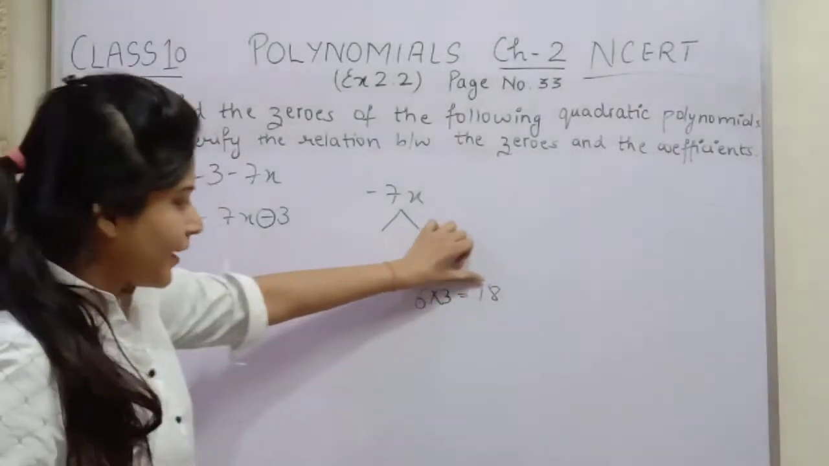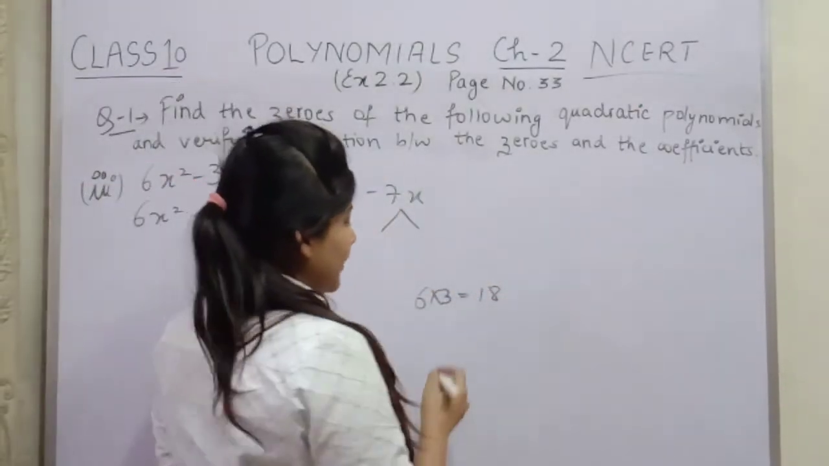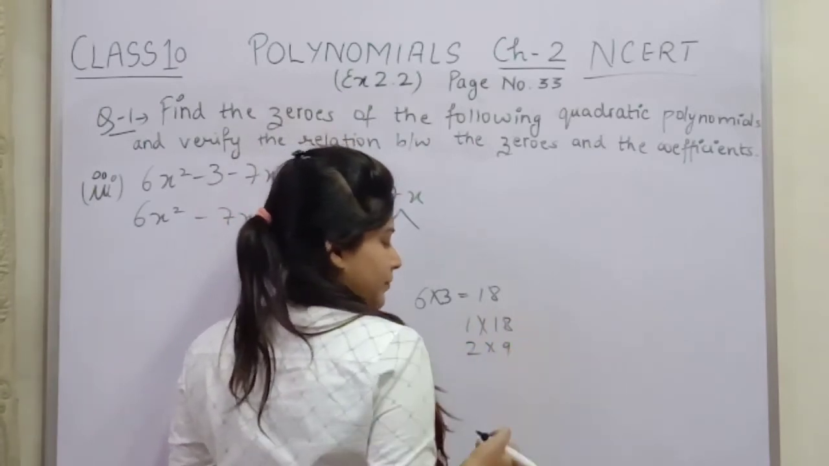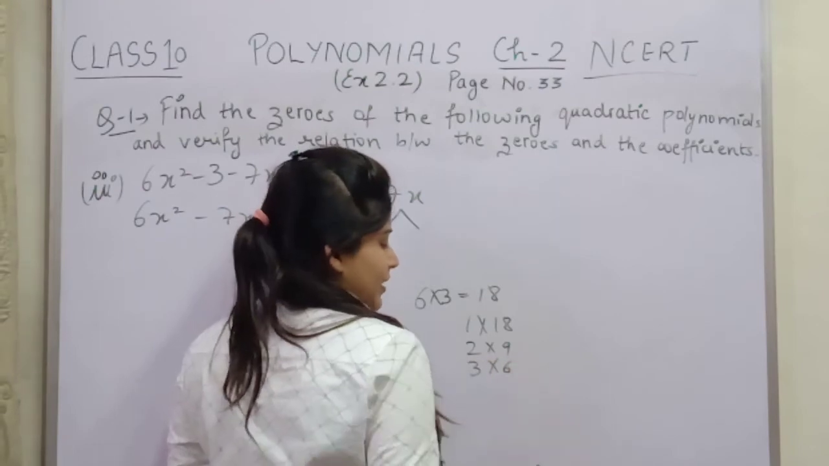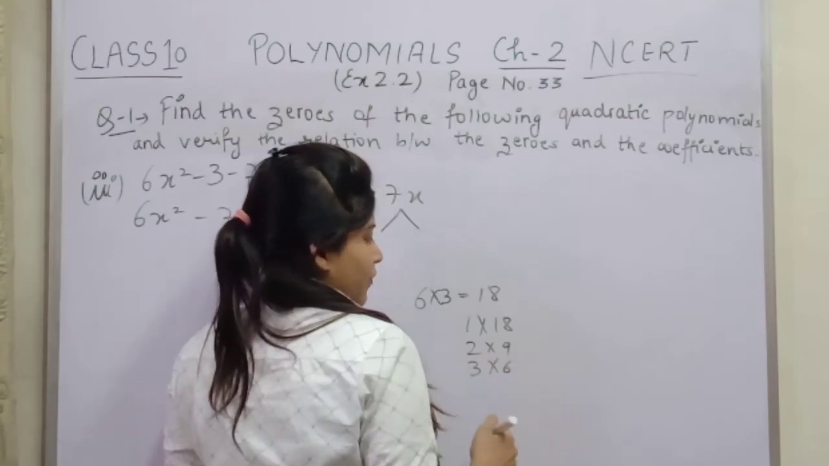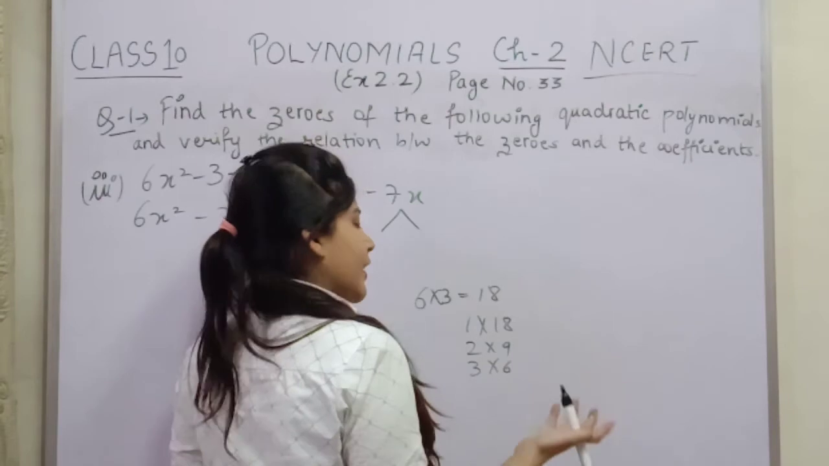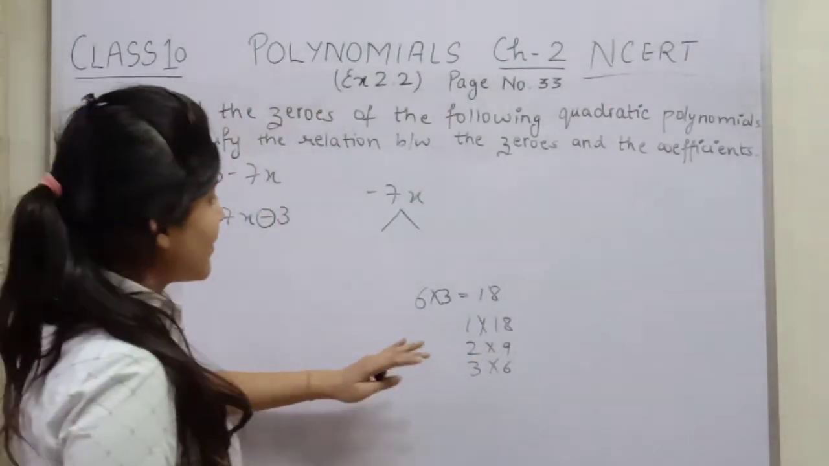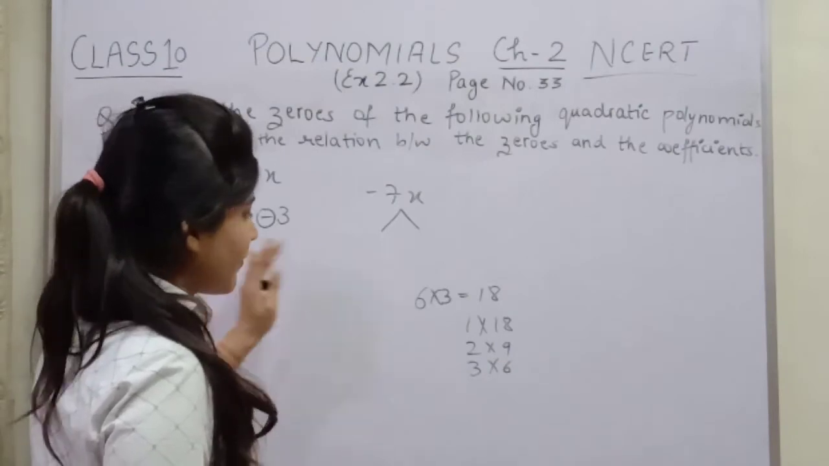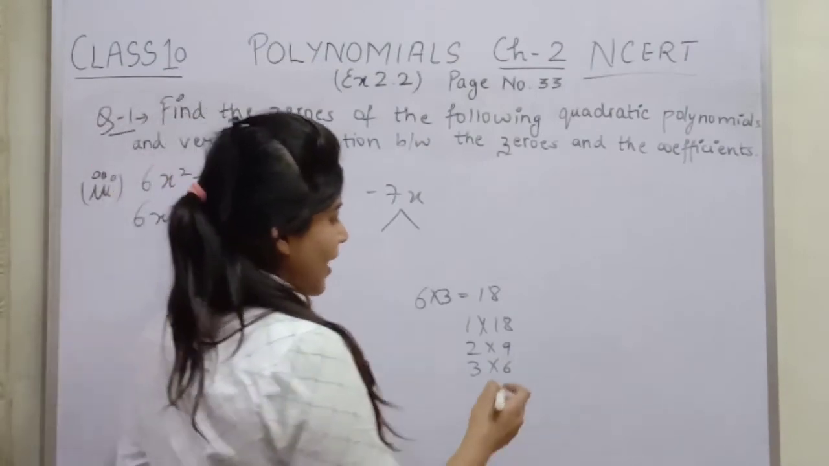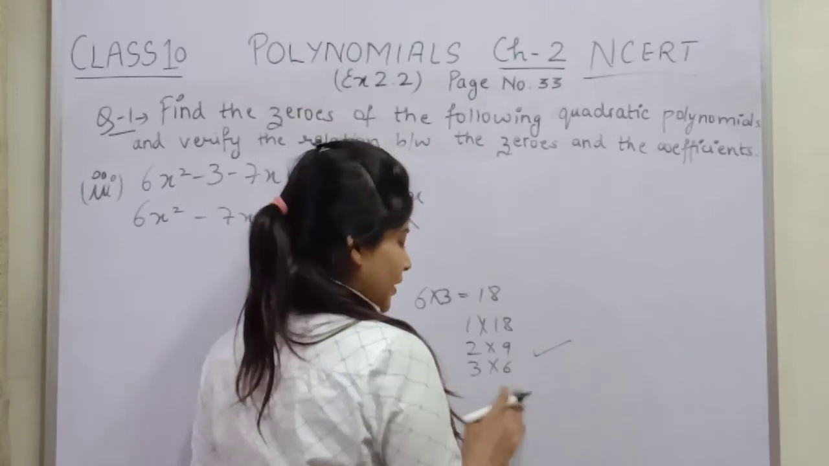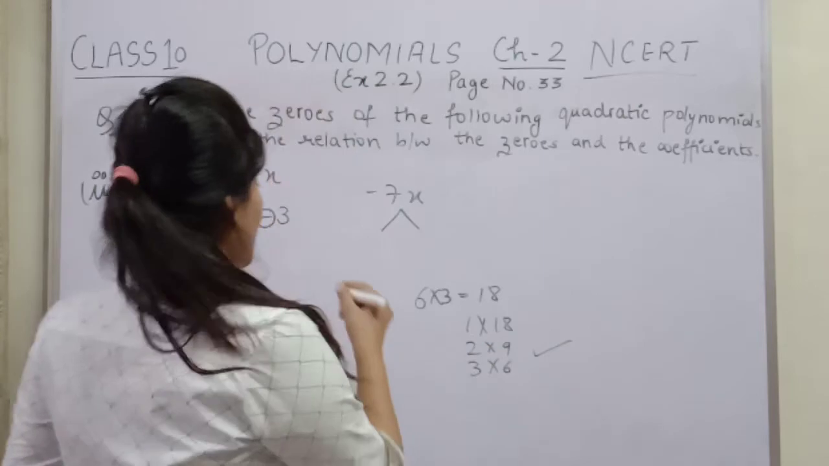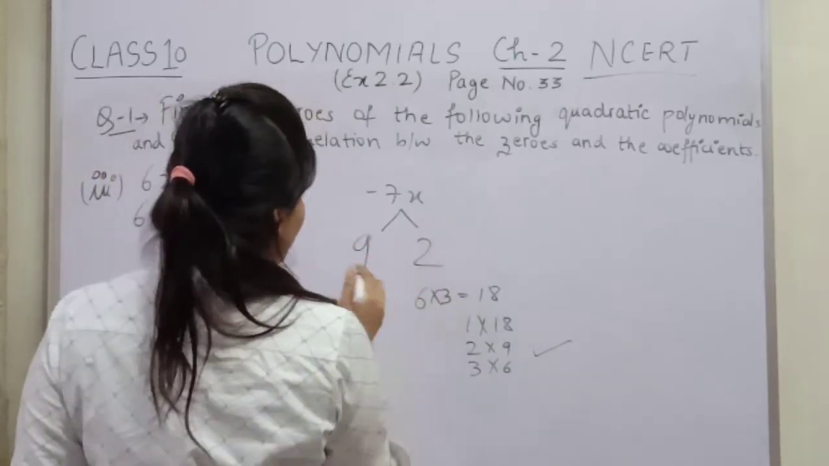So first let's write the factors of 18. That would be 1 into 18, 2 into 9, 3 into 6. ठीक है, बस यही है, right? So now we want ऐसे दो नंबर्स जिनको माइनस करके 7 आए, ठीक है? So I think 9 minus 2 7 होता है. 6 minus 3 is 3. 18 minus 1 is 17. So 9 and 2. We got the numbers 9 and 2.